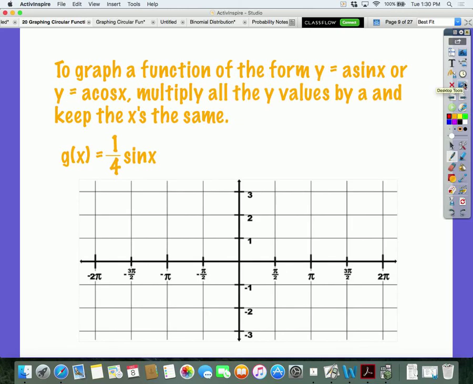So to graph a function that's in the form of a sine x or a cosine x, we're going to multiply all the y values of the function by a, whatever number it is, and we're going to keep the x's the same. So the first one we're going to graph is one of the first ones we did the description on from yesterday's classwork. Describe the transformation. What does this 1/4 do? It's a vertical shrink by a factor of 1/4. So to actually shrink this graph of sine, we're going to multiply all the y's by 1/4.